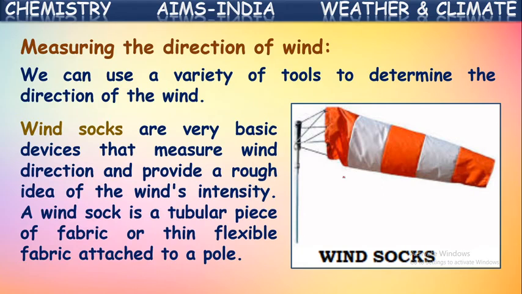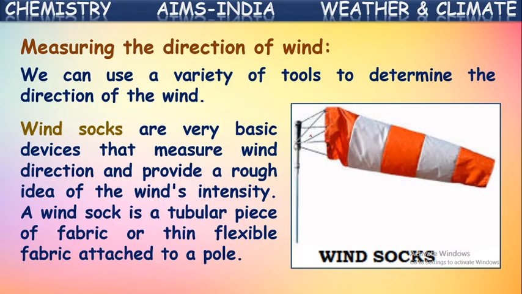This is a wind sock. Actually, this wind sock is a tubular piece of fabric, like a tube. It is made up of fabric and appears like a tube with both ends open. Or it is also made with a thin flexible fabric. It is attached to a pole and is flexible to move in all directions. So this tubular piece will move in the direction of the wind, and it rises to a high height if the speed of the wind is high.